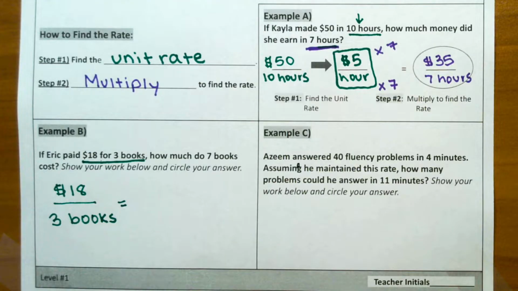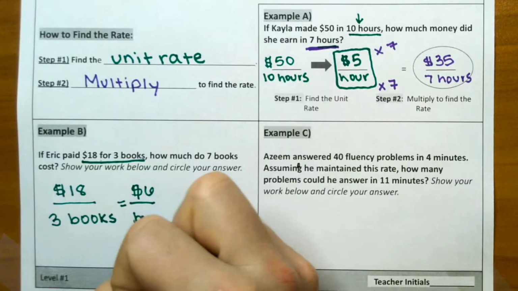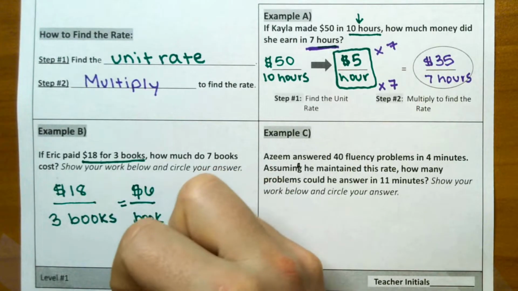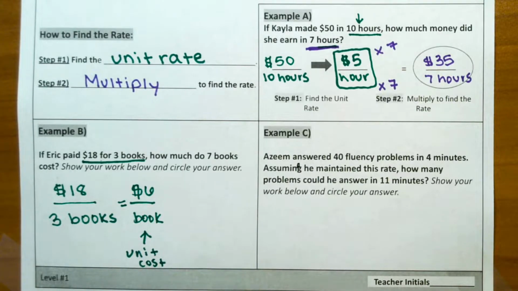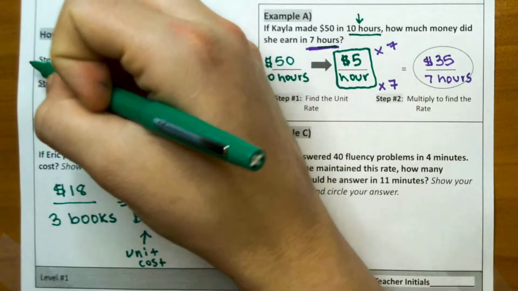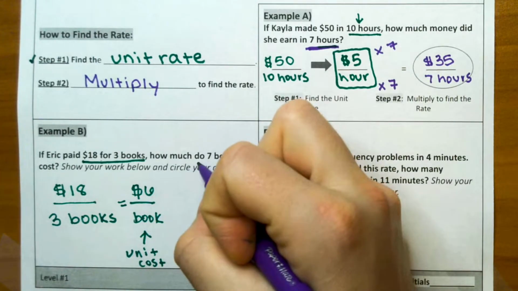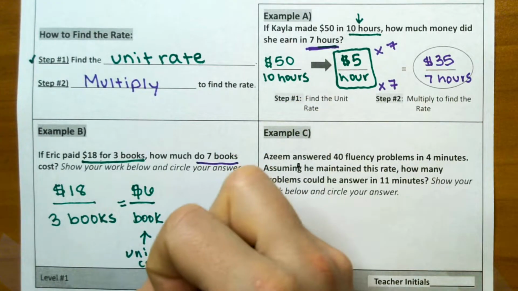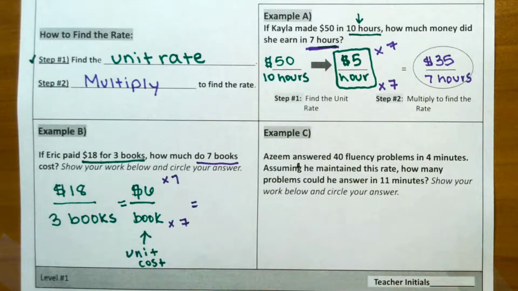18 divided by 3 is 6. So that means it costs $6 per book. This is our unit cost or our unit rate. It's just called unit cost or unit price whenever money is involved. So we did step 1. Step number 2, we're going to multiply to find the rate or how much it costs for 7 books. So I'll multiply our numerator and denominator times 7.